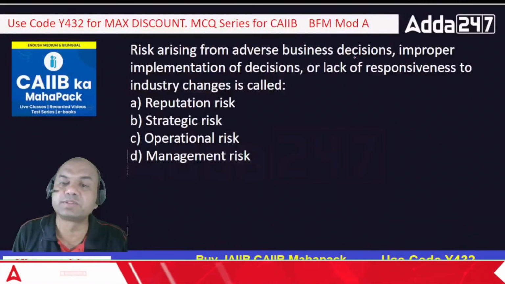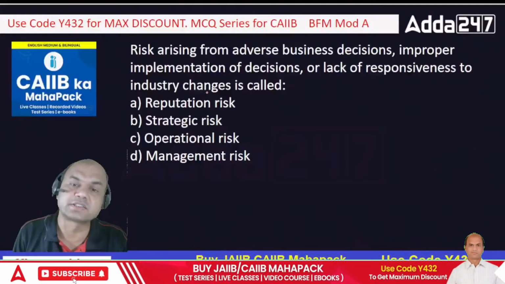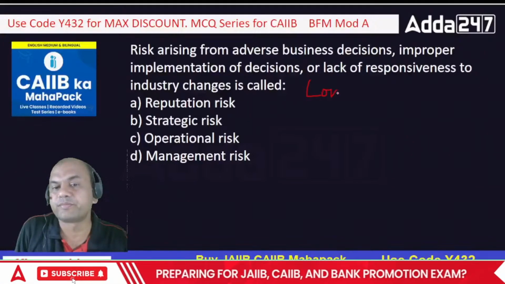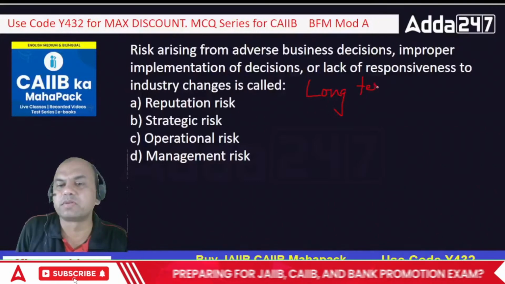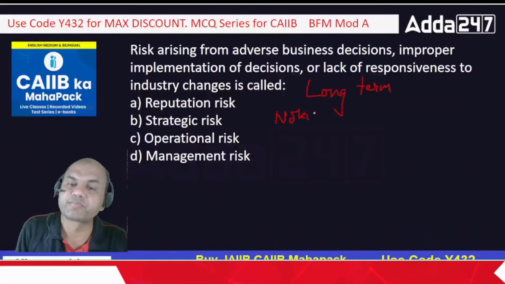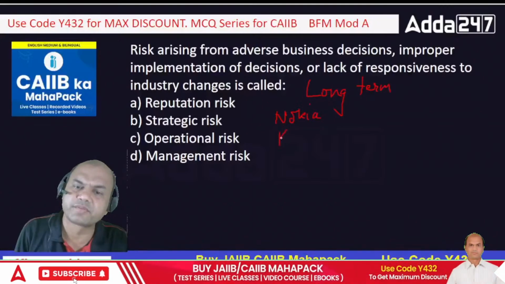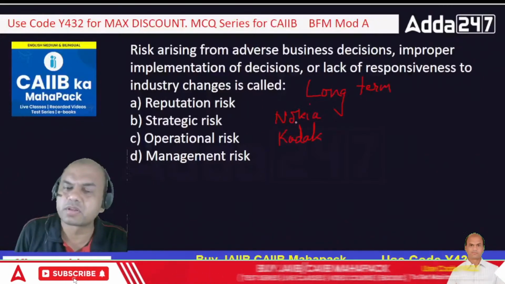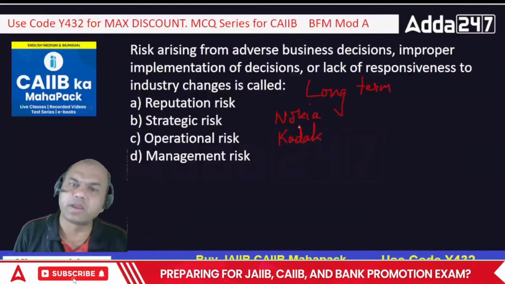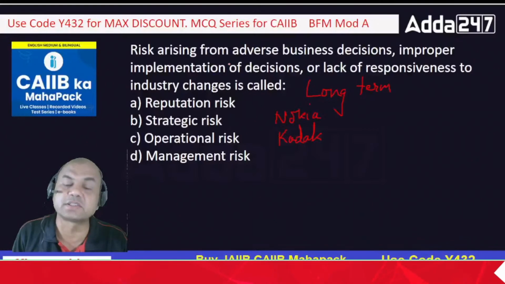Risk arising from adverse business decisions, improper implementation of decisions, and lack of responsiveness to industry changes is called what? See here, this is a long-term risk. For example, let's take the example of Nokia phones. What happened to Nokia phones? Gone now. Kodak company, Kodak Films, what happened? Gone, right? Many companies have gone. Why? Because they didn't see the future. You have to see the future, take proper decisions, and implement those decisions.